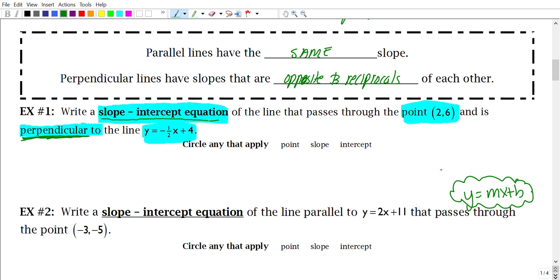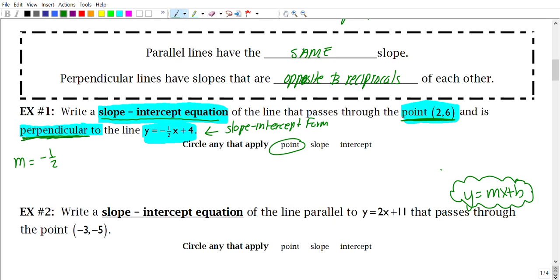That line is already in slope-intercept form, right? So I should be able to identify that slope right now. The slope right here is -1/2. But remember, I'm trying to write a new equation for a new line that passes through this point. So I was given a point.